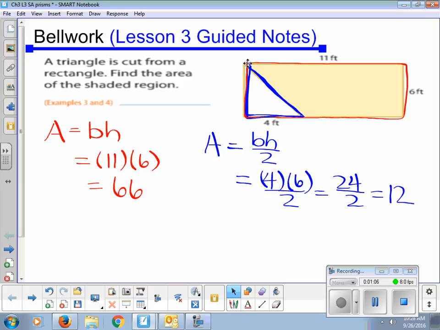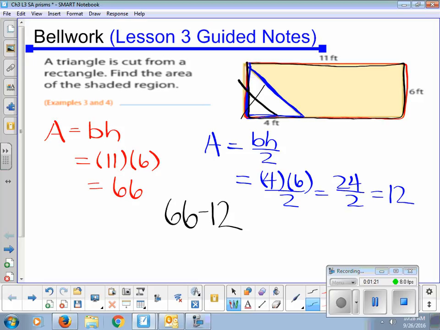What do we have to do with these two values? Would we be adding or subtracting? Subtracting. We found the complete rectangle, and we no longer want that part. So we're taking 66 and subtracting 12 to get 54. And what's our units? Feet squared for area.